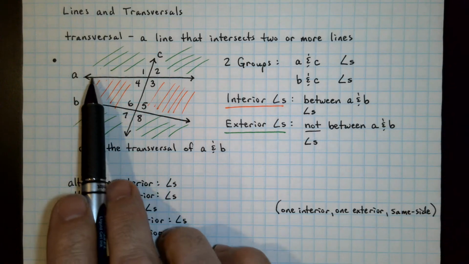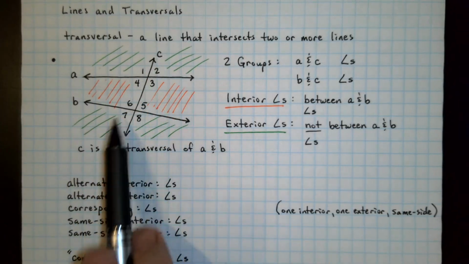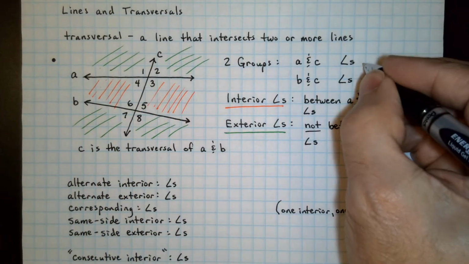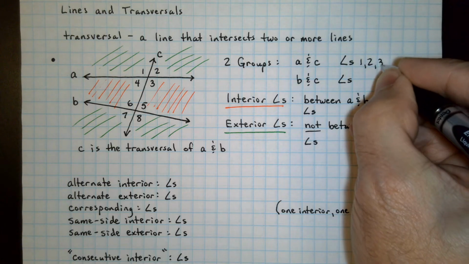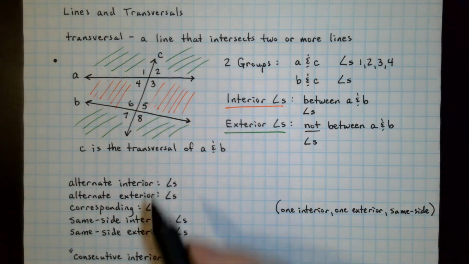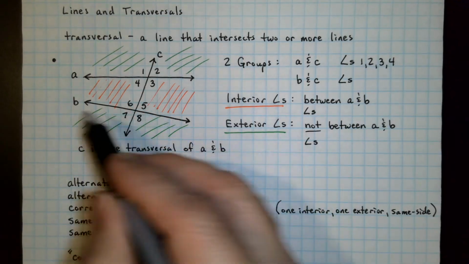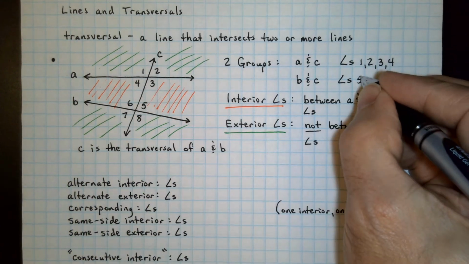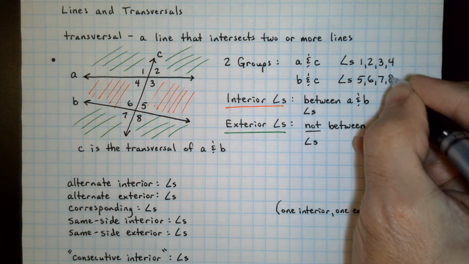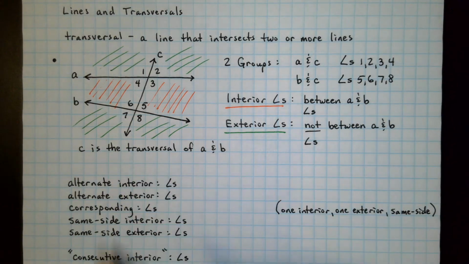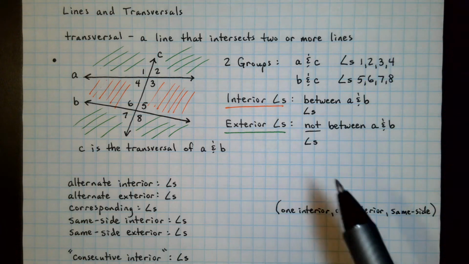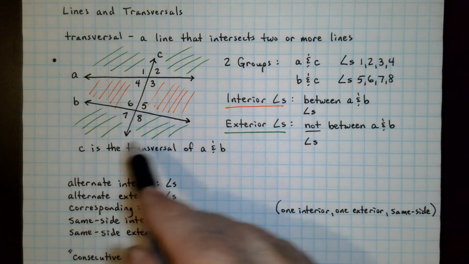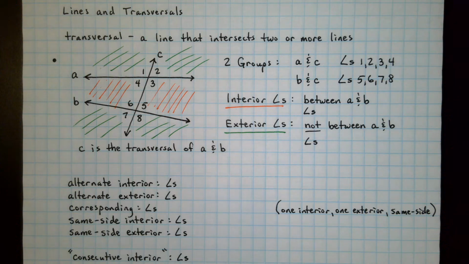There's an angle group formed when line A crosses line C, including angles 1, 2, 3, and 4. And then there's another angle group formed when line B crosses line C that includes angles 5, 6, 7, and 8. Now the angle numbers are just arbitrarily chosen. Don't memorize that 5, 6, 7, and 8, for example, will always be in the same group. That's not going to be the case.